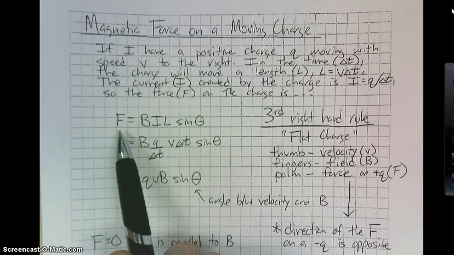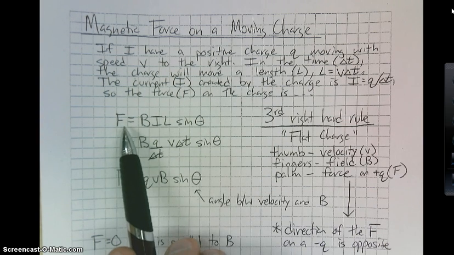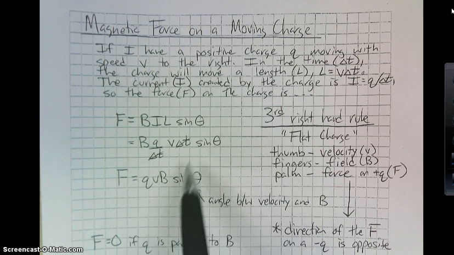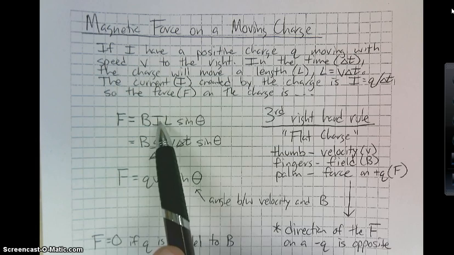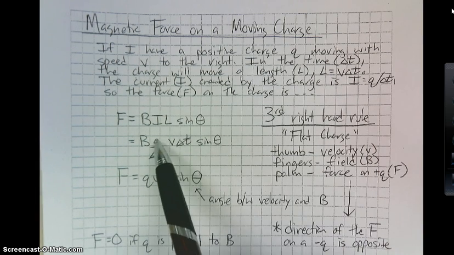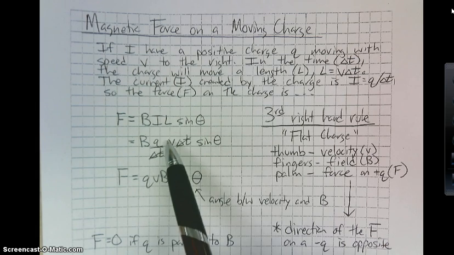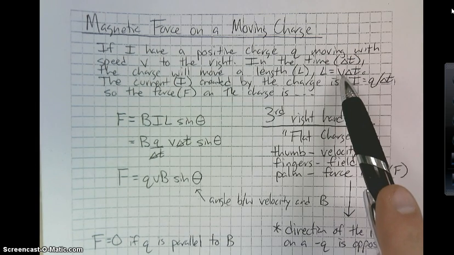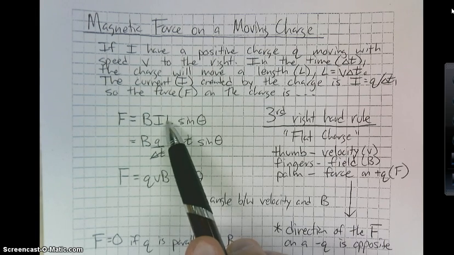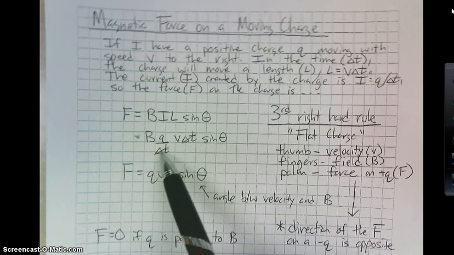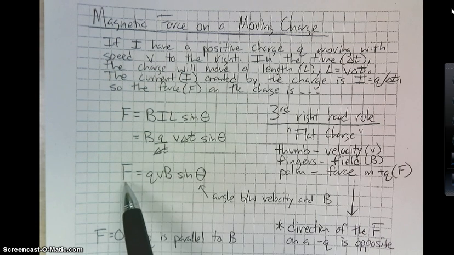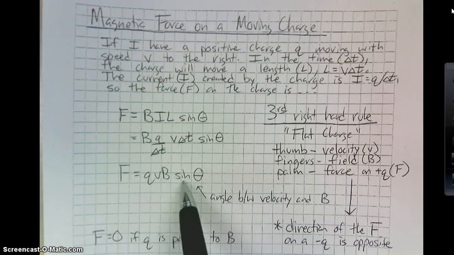So, starting off with our F-Bill equation: F equals BIL sine of theta. Now, I kept the sine of theta here, I kept it down here. So I, if I look back up in my explanation, is Q over delta t. So if I bring Q over delta t in, I can get rid of I. L would be equal to v delta t, so I can put in v delta t for L. So the delta t's go away, and you're left with BQv. Now it's oftentimes rewritten as QvB sine of theta.